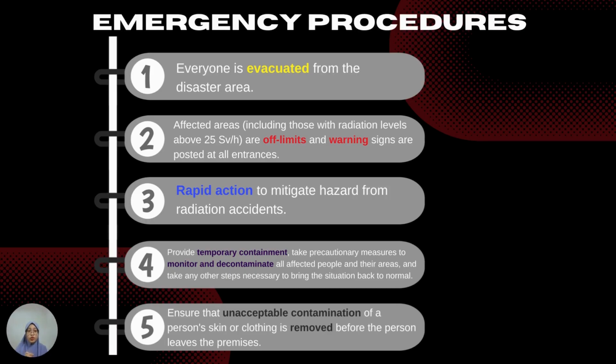So, what can we do when we are in a radiation situation, when we are affected by the radiation? First, everyone is evacuated from the disaster area. Second, affected areas, including those with radiation levels above 25 sievert per hour, are off limits, and warning signs are posted at all entrances. Third is rapid action to mitigate hazard from radiation accidents.